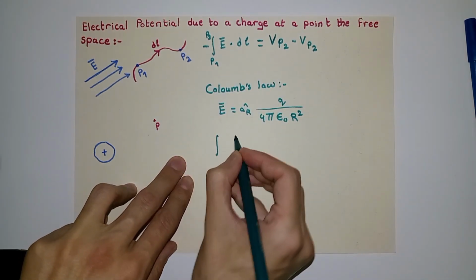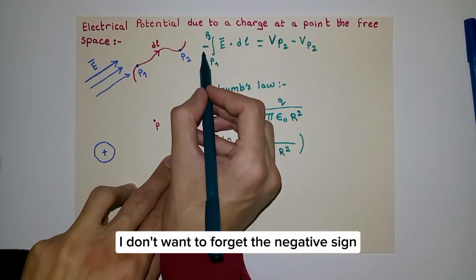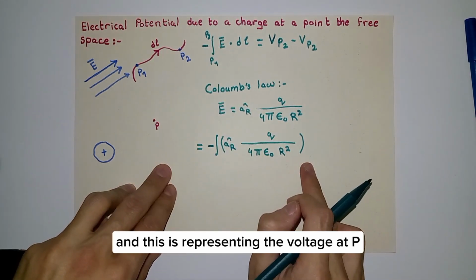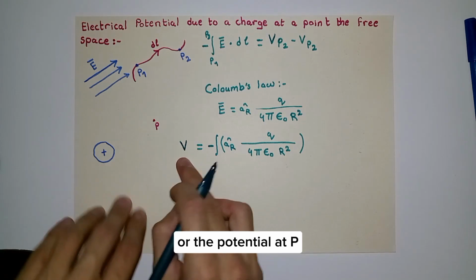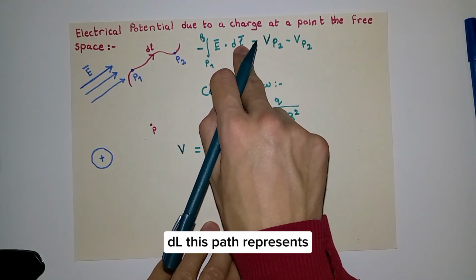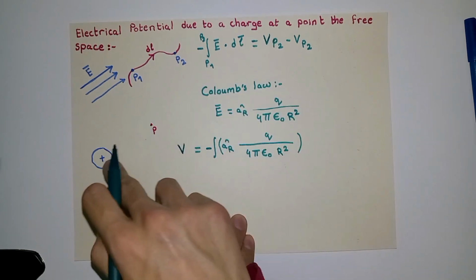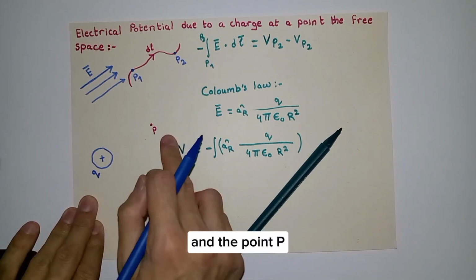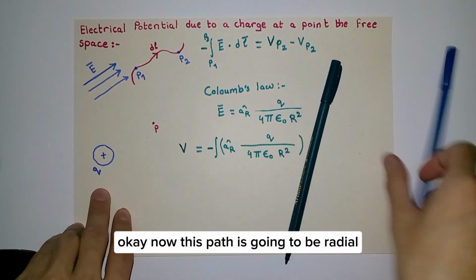Now, and of course I don't want to forget the negative sign, and this is representing the voltage at P, or the potential at P. And now regarding this path dL, this path represents the path of the electric field between the charge Q and the point P. Now this path is going to be radial.